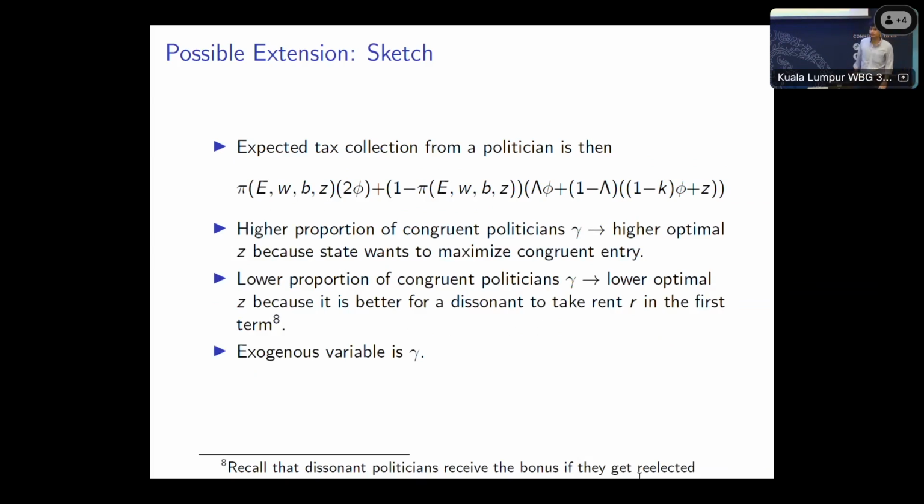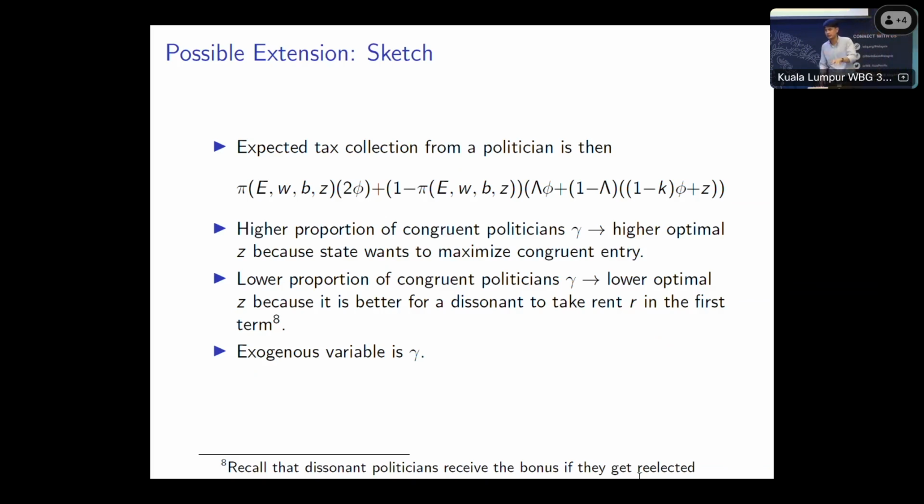Why is it better for the dissonant to take rent in the first term? Because then we can identify who they are. Because you want to get the volume of transactions. Because you know that the politician would serve the second term and get the merit base and then they would just run away with the rent, right? They wouldn't get that Z.